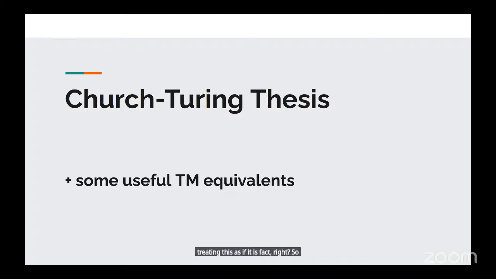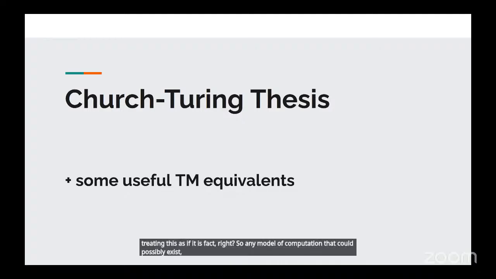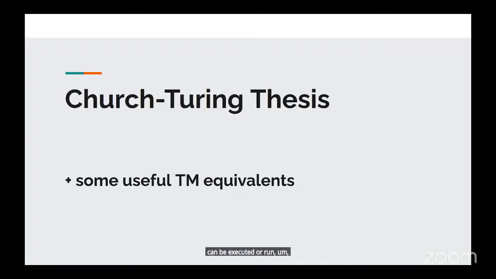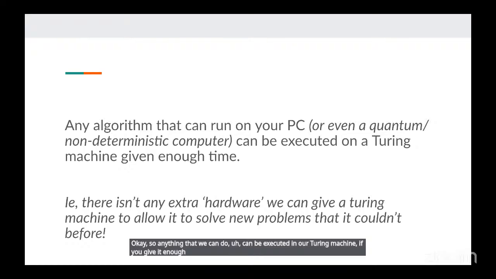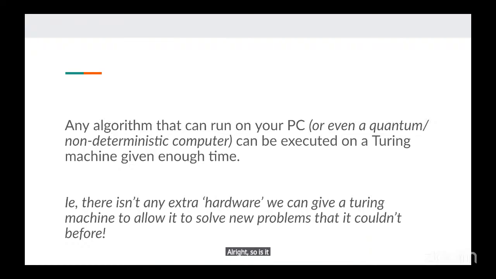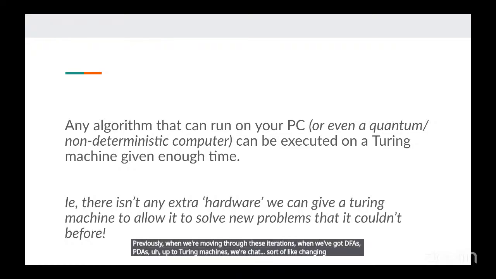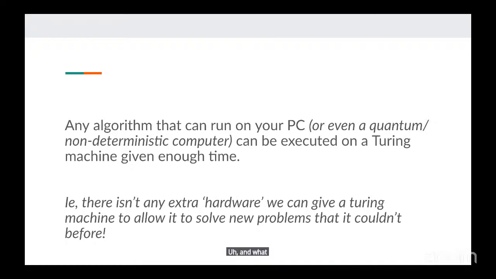So any model of computation that could possibly exist can be executed, run, or recognized using the Turing machine model that we are used to. Anything that we can do can be executed on a Turing machine if you give it enough time. It's not necessarily an efficient way of doing it, but it's capable. There isn't extra hardware that we can give a Turing machine to enable additional things. Previously, when we were going from DFAs and PDAs up to Turing machines, we were upgrading the machine, putting more things in. And what we're saying is that there's nothing more you can add to a Turing machine to somehow make it more capable.